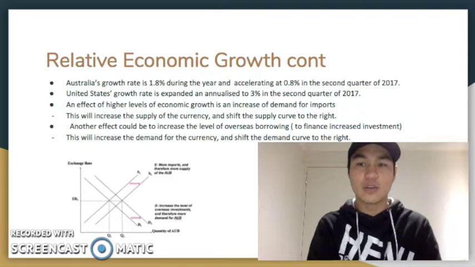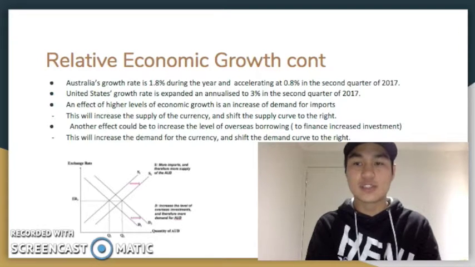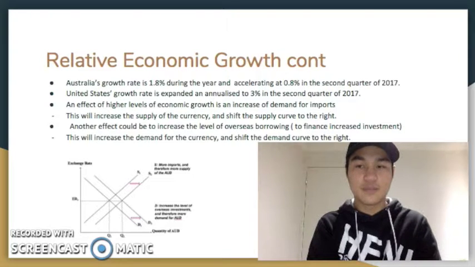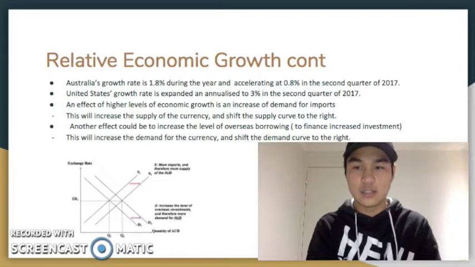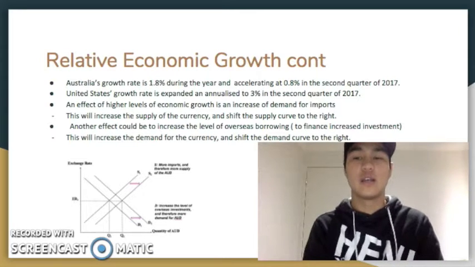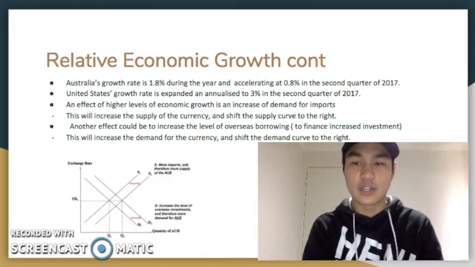An effect of economic growth is an increase in demand for imports. This will increase the supply of the currency and shift the supply curve to the right. Another effect could be an increase in the level of overseas borrowing to finance increased investments. This increases the demand for the currency and shifts the demand curve to the right.